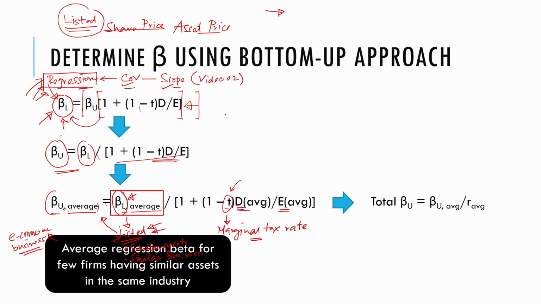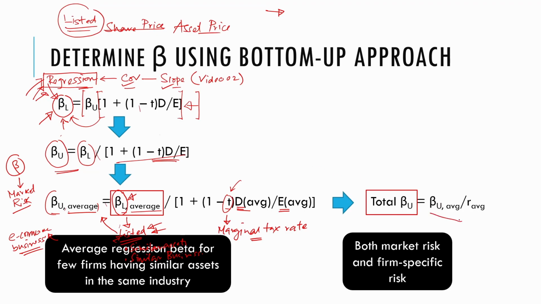Now understand that so far we were discussing beta that was related to which kind of risk? Your market risk, right? Now here we have an opportunity to find the contribution in terms of both market risk and firm specific risk. So if you divide this beta unlevered average by the average correlation coefficient of these listed firms, then you will get the total beta, and this is a measure of both market risk and firm specific risk. So therefore you have an opportunity to estimate both the presence of market risk and firm specific risk in this case.